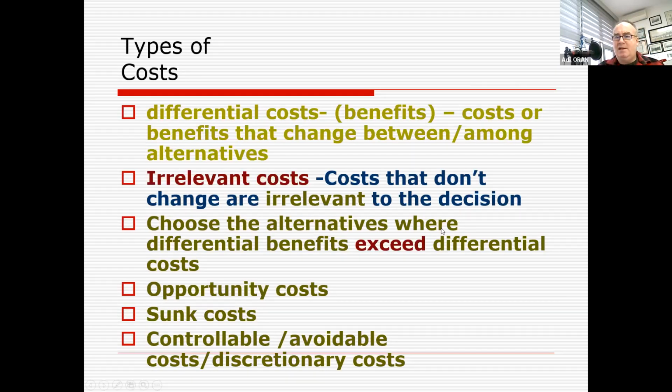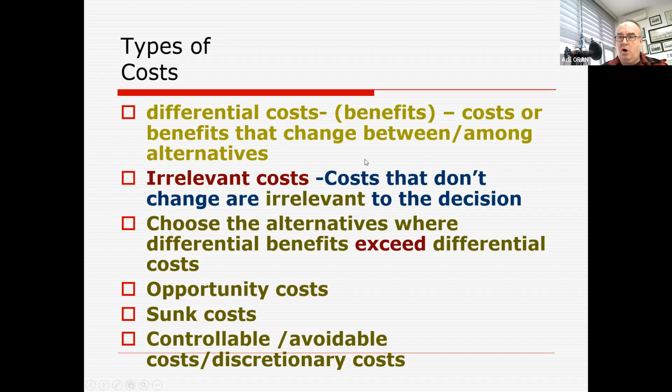So here are some classifications, and obviously these are not totally independent of each other. Some costs we will see appear in more than one of these places, and depending on what you're trying to do, the same cost may be listed in one place in one case and in another place in another. So let's start with differential costs or benefits.